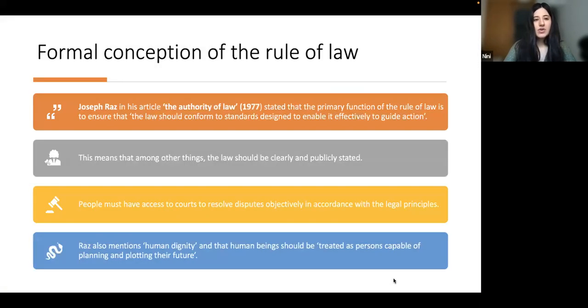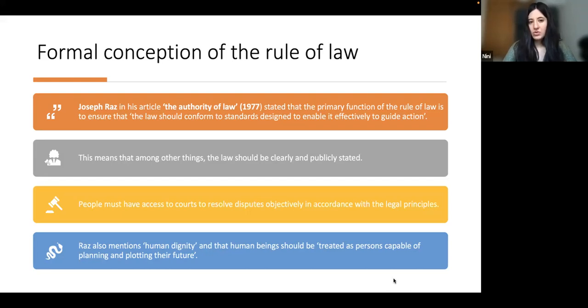So he referred to freedom as the main component of the rule of law. The formal conception of the rule of law, on the other hand, is advocated by Joseph Raz and Dicey as well. And you need to explain how they have explained the formal conception of the rule of law to be.